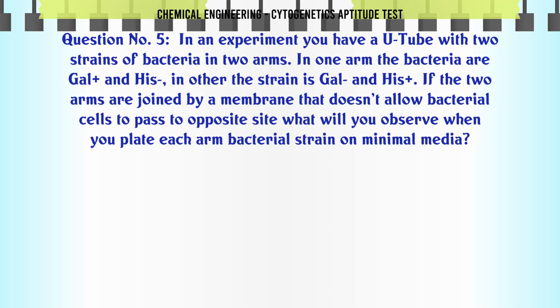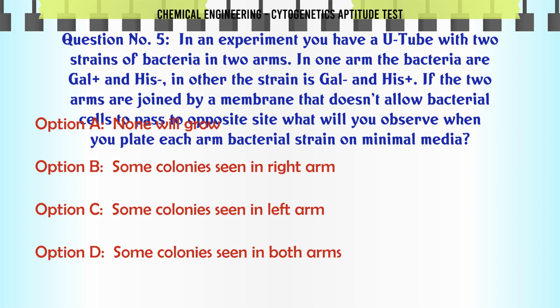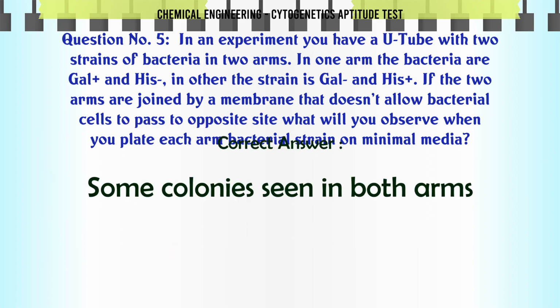In an experiment you have a U-tube with two strains of bacteria in two arms. In one arm the bacteria are gal- and his+, in the other the strain is gal+ and his-. If the two arms are joined by a membrane that doesn't allow bacterial cells to pass to the opposite side, what will you observe when you plate each arm's bacterial strain on minimal media? A. None will grow. B. Some colonies seen in right arm. C. Some colonies seen in left arm. D. Some colonies seen in both arms. The correct answer is some colonies seen in both arms.